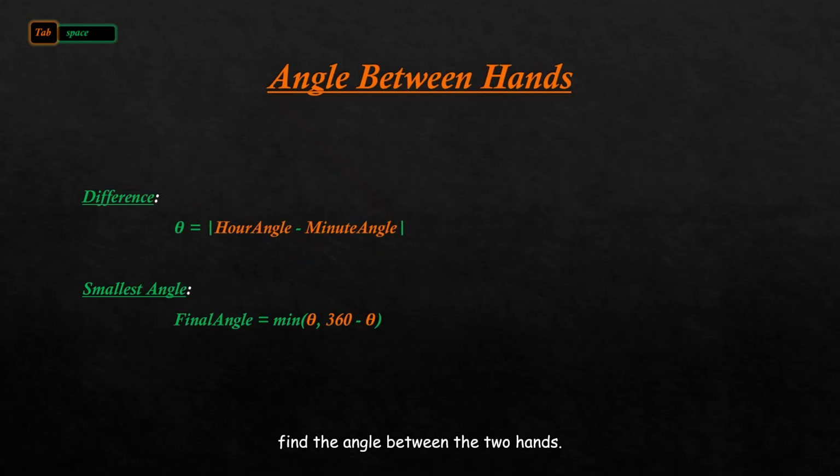Now we find the angle between the two hands. First, compute the absolute difference between the hour hand angle and the minute hand angle. This gives us an initial angle represented by theta. Since clocks form a full cycle of 360 degrees, the larger angle can be found by subtracting theta from 360. We always choose the smaller of the two angles.